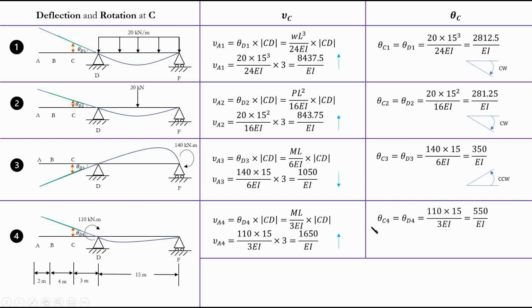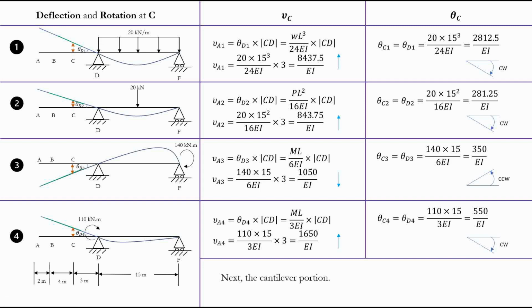Now, for rotation, again, theta c4 is equal to theta d4, same explanation, and 550 over EI. It's going to be clockwise, and the reason is, if this is your normal beam, this is your deflected beam, it's deflecting basically in the clockwise direction, okay?